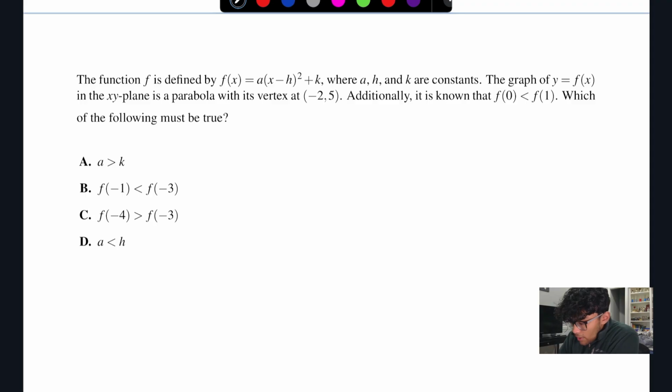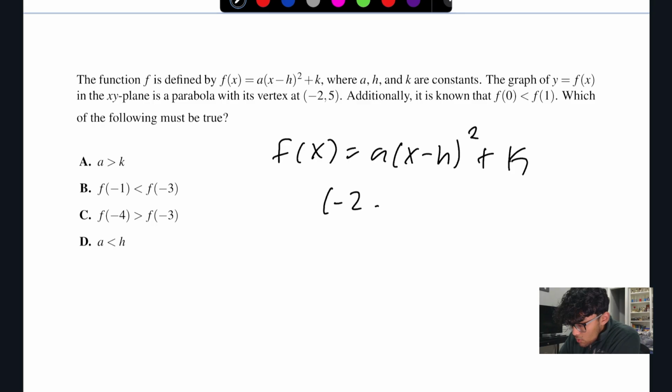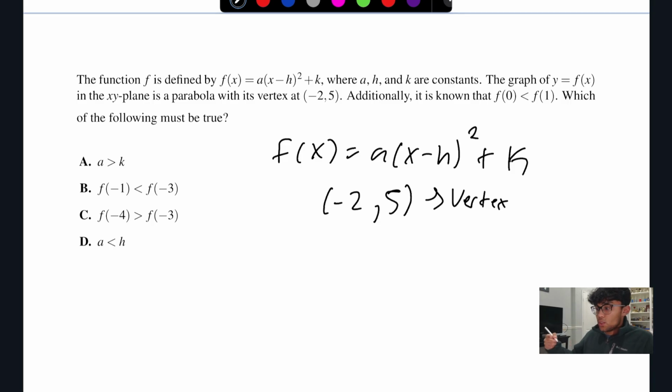Okay, so it gives us the vertex form equation, right? a(x minus h) squared plus k. And it also gives us the vertex, which is negative 2, 5. This is our vertex. Okay, so again, whenever you're given some sort of vertex form equation and you're given the vertex, you probably should solve for a. That gives you all the information you need about the equation.